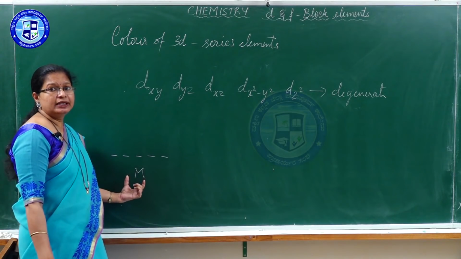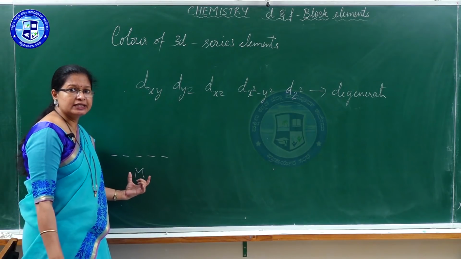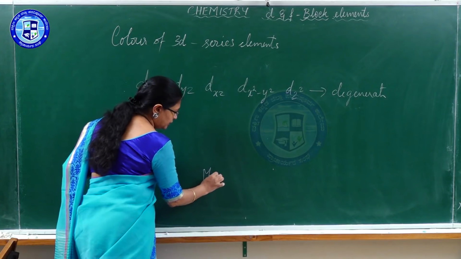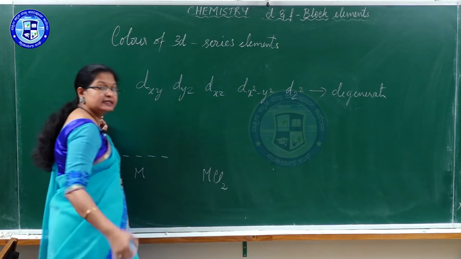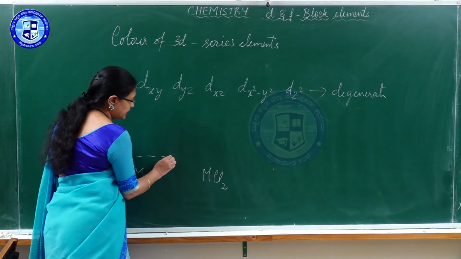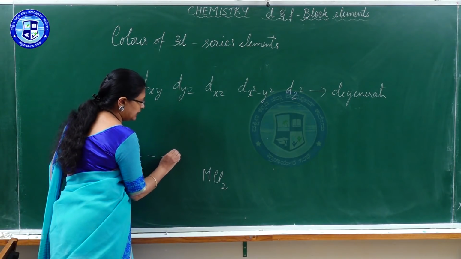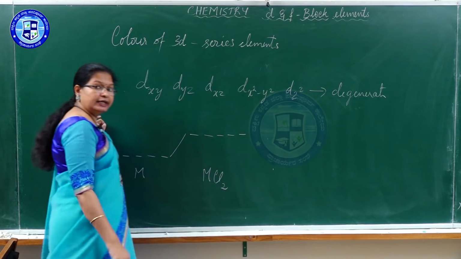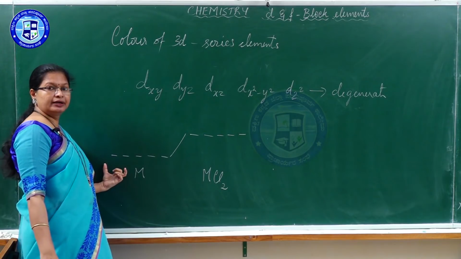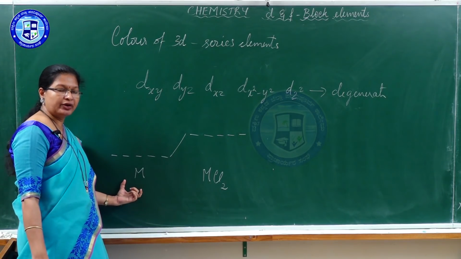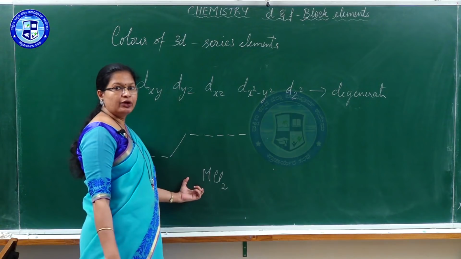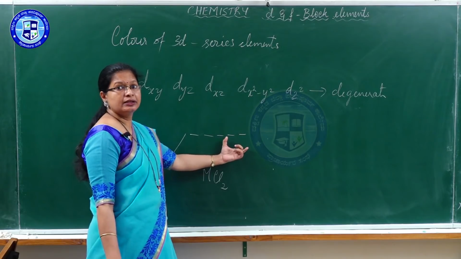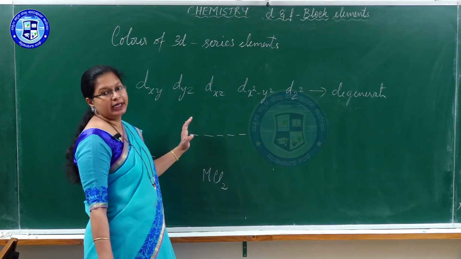Now, if this metal or metal ion in the isolated state forms some salt, assume it forms some metal chloride, then these d orbitals' energy will be slightly increased. Still those remain as degenerate d orbitals. These were degenerate d orbitals in the isolated metal atom or ion, and when this atom or ion forms some metal salt, degeneracy is still there, but their energy will be slightly increased.